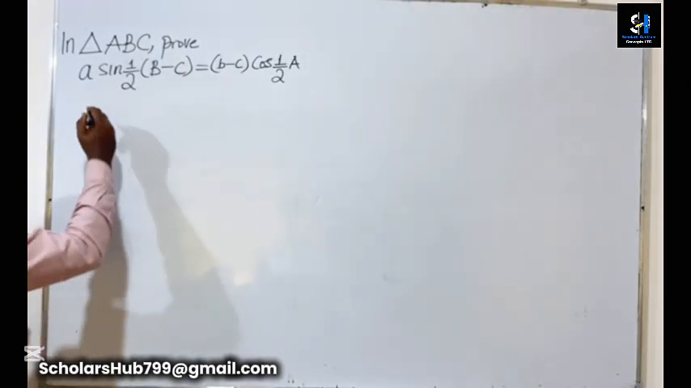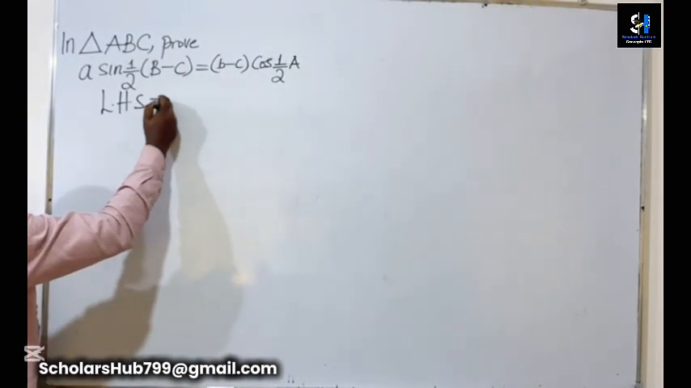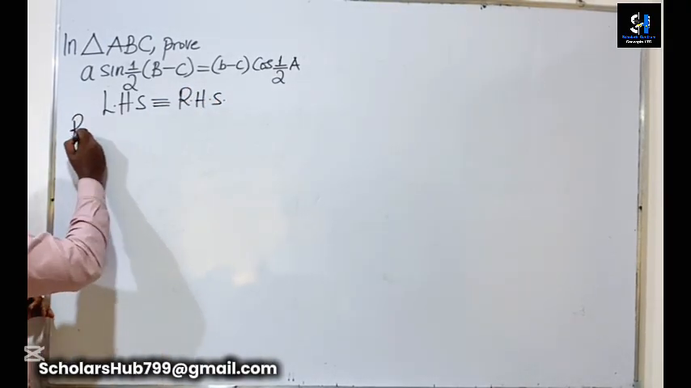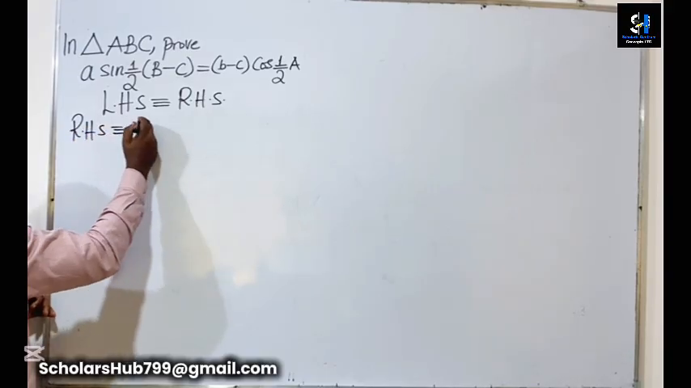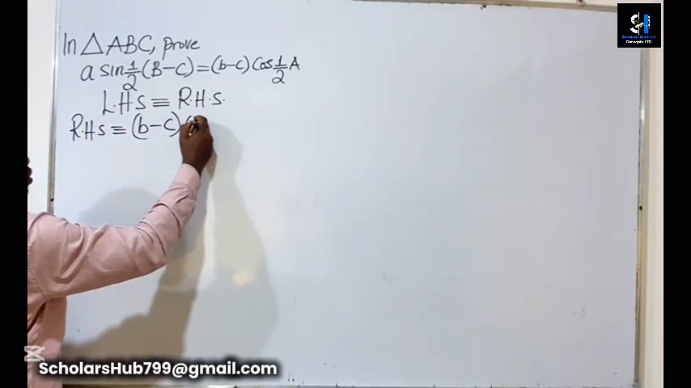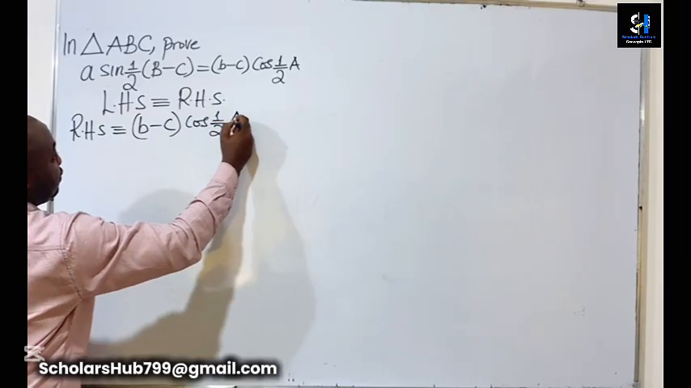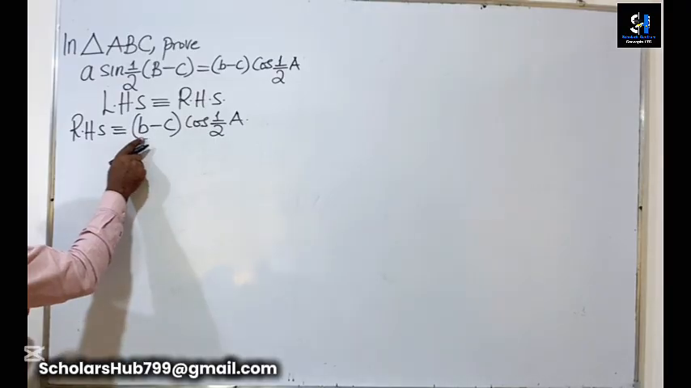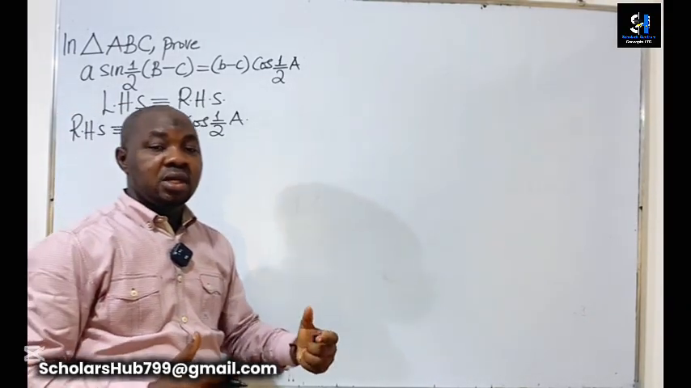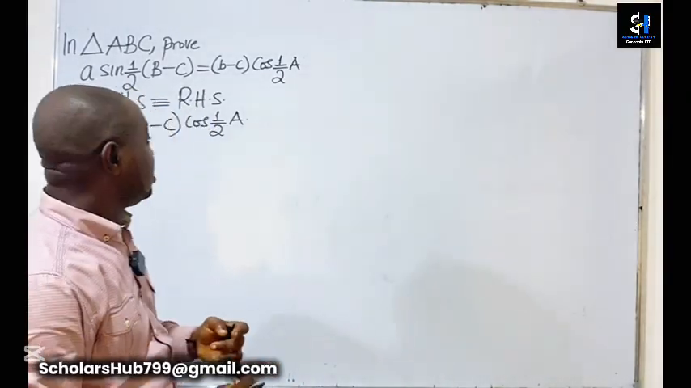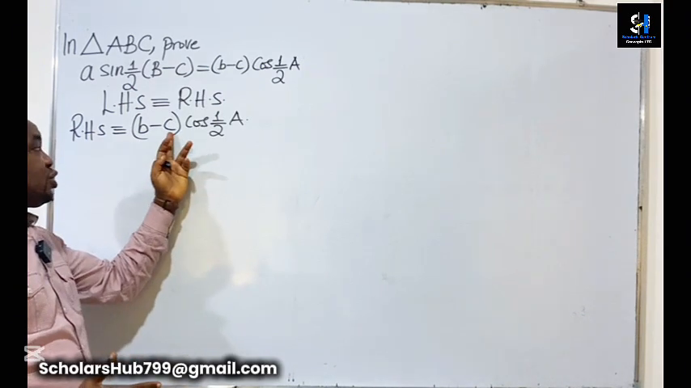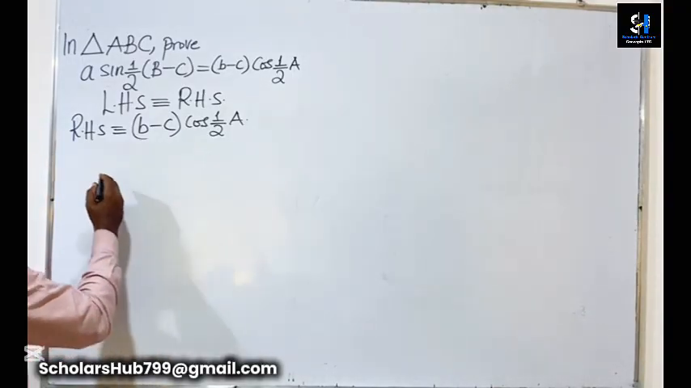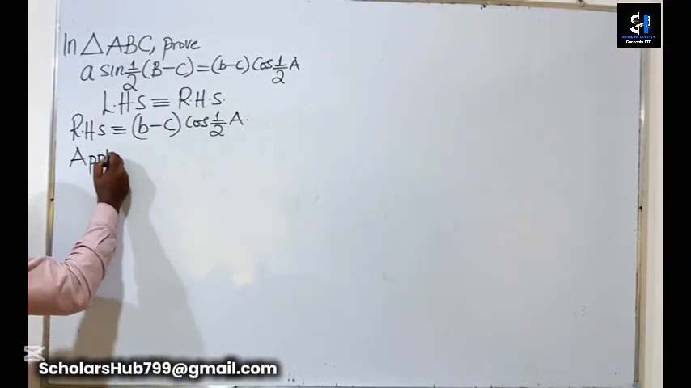So first I'll write that the left hand side is equivalent to the right hand side. Now, the right hand side is (b − c) cos(A/2). In this case, I'll need to first write an expression for b in terms of sin B and sin A, and I'll also write an expression for c in terms of sin C and sin A. That is, I'm going to apply the sine rule.